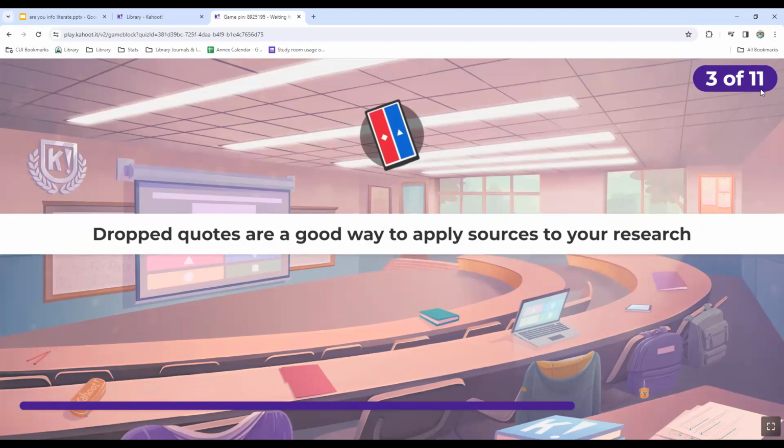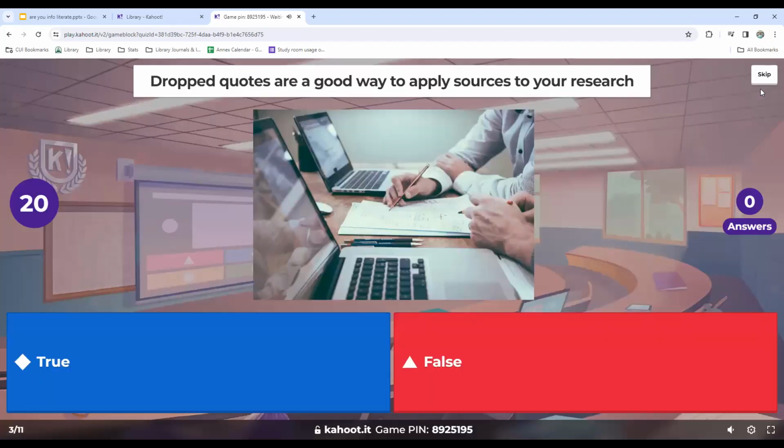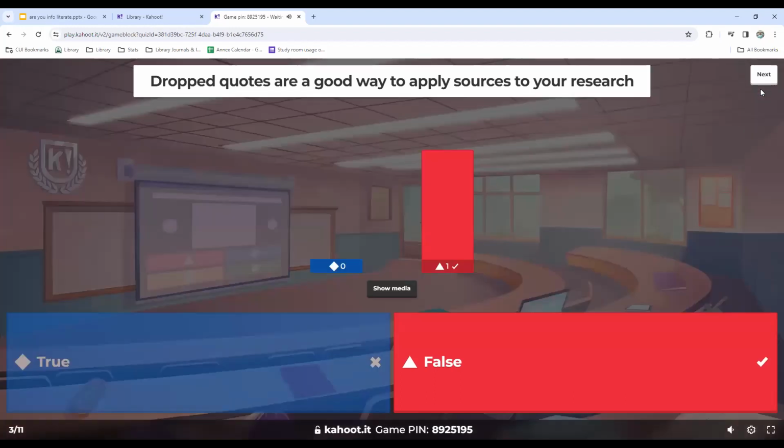So this is a true or false question. Dropped quotes are a good way to apply sources in your research. Is it true or false? That one is false. You're always going to want to make sure you're integrating those quotes if you are using quotes into your research so it flows better.